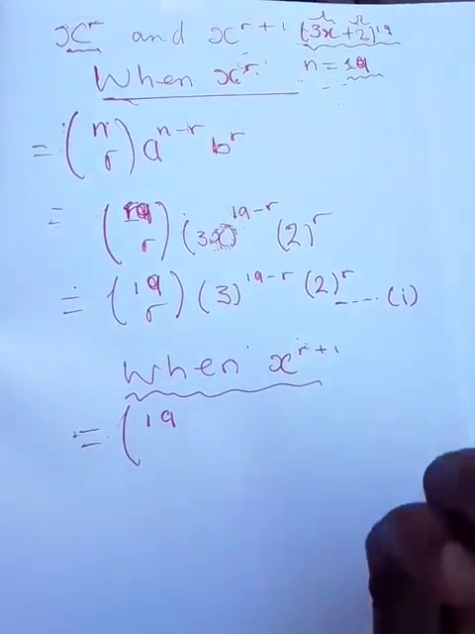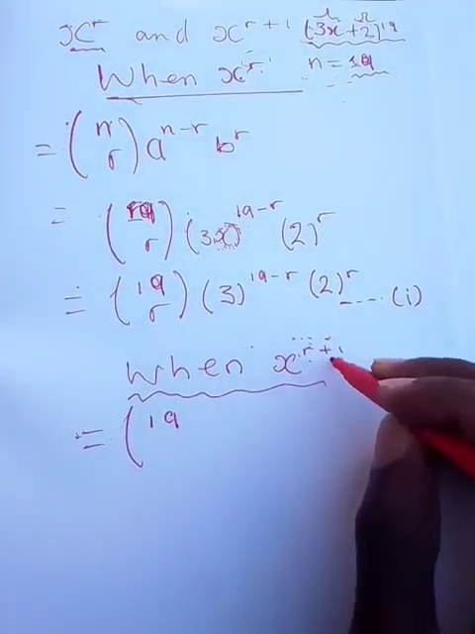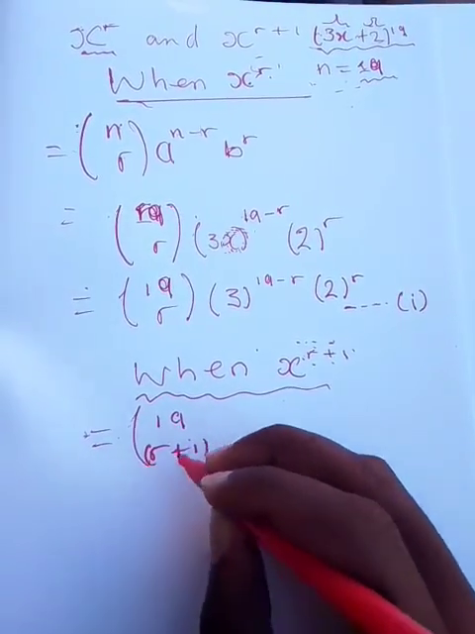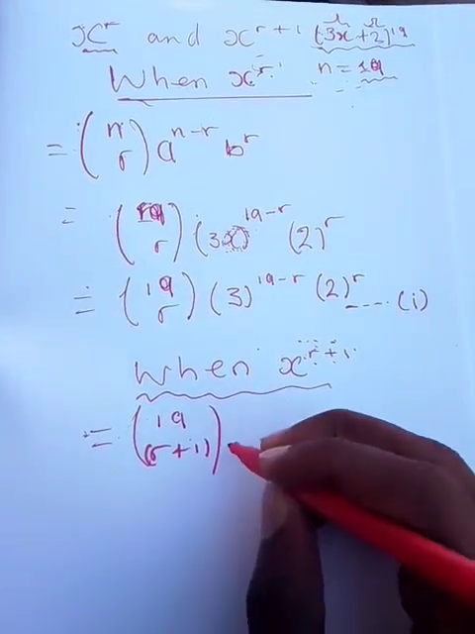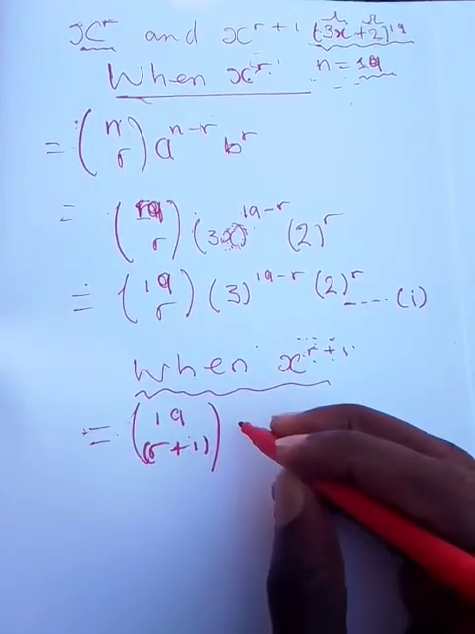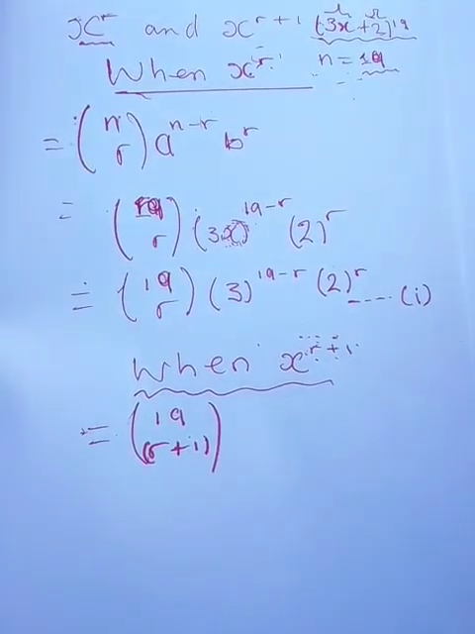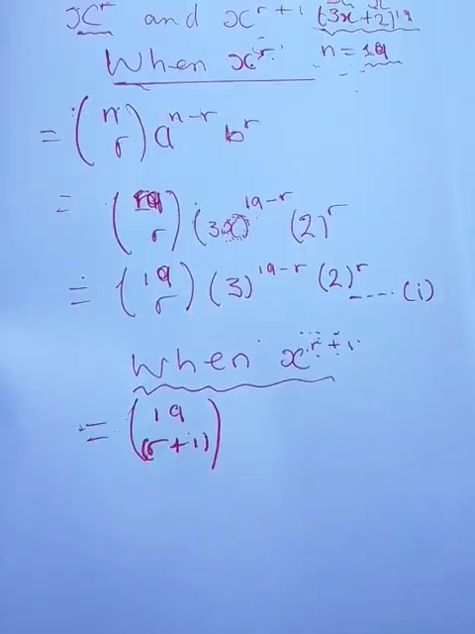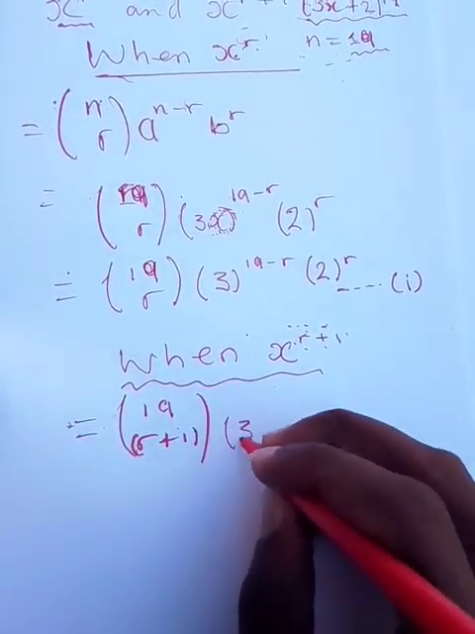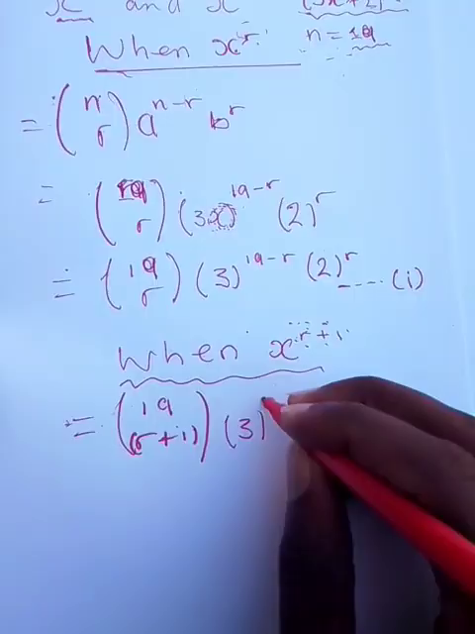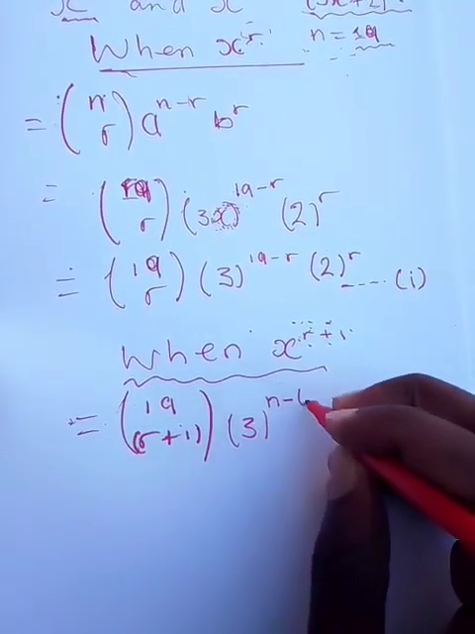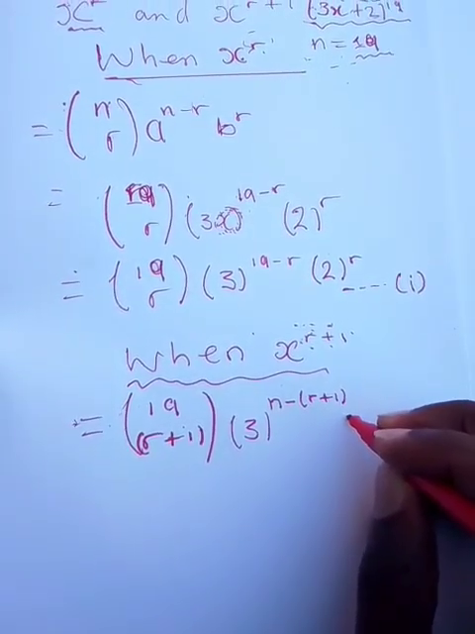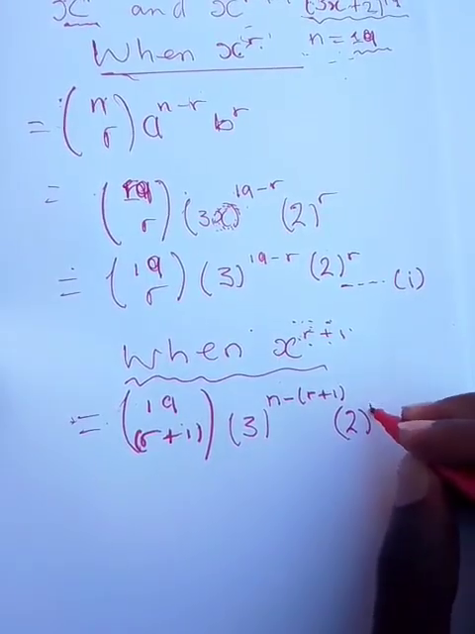Where it is r, now this time be very careful. R is now what? R plus 1. Where this r is, put r plus 1, and like this. And where it is a, I'll put 3x. Now you know that we are not interested in x, right? So just ignore the x. So I'm going to say 3, and then n minus, now my r is what? R plus 1. Then eventually this will still be 2, but this time there's going to be r plus 1 here.